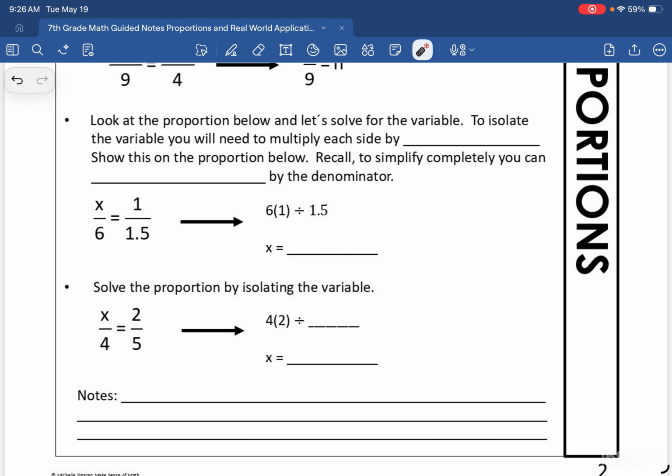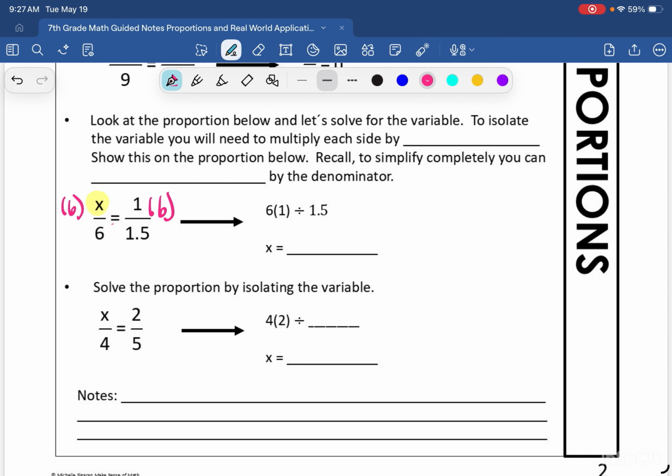Look at the proportion below and let's solve for the variable. To isolate the variable, you will need to multiply each side by, looking at this right here, I want my x to be by itself. So I need to get rid of the dividing by 6. I'm going to multiply each side by 6. And then it will say x equals 1 times 6 divided by 1.5. So what did I do? I multiplied each side by 6. Show this on the proportion below, which we did. Recall, to simplify completely, you can divide by that denominator.